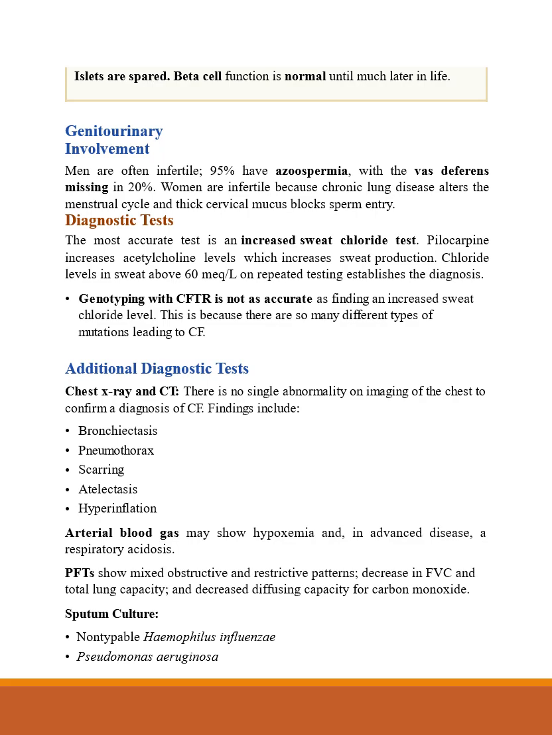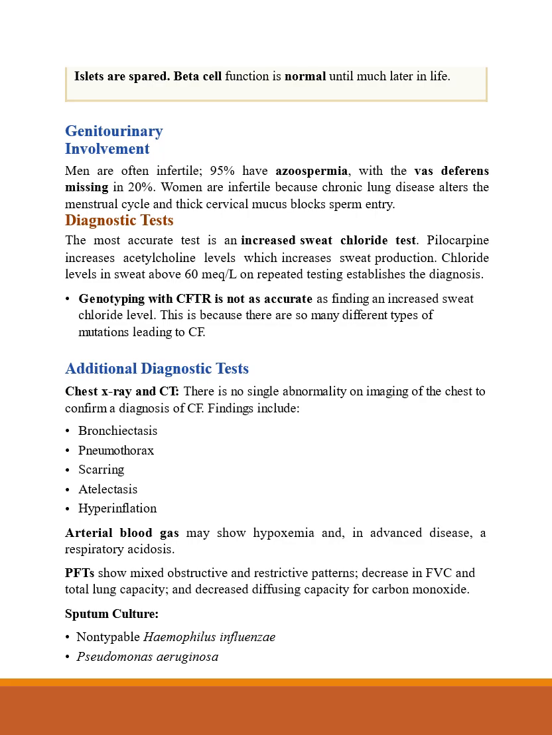Additional tests here are chest X-ray and CT. There is no single abnormality on imaging of the chest which can confirm the diagnosis of cystic fibrosis. The findings are the following: bronchiectasis, pneumothorax, scarring, atelectasis, and the last one is hyperinflation.